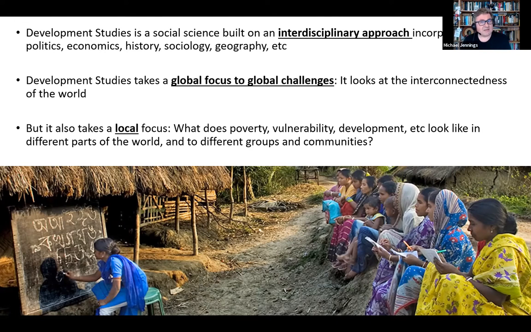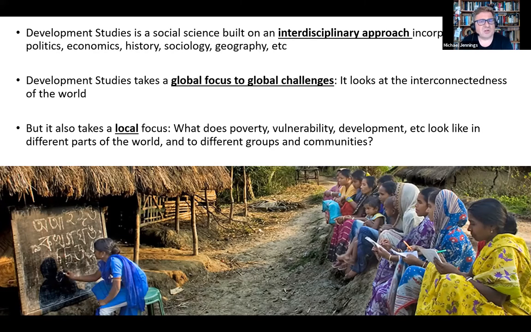So development studies is interdisciplinary. And what I mean by that is that it draws on different academic disciplines. So it draws on history, on politics, on geography, anthropology, sociology, economics, and so on. And it does so because we can't understand poverty and vulnerability and conflict and change without looking at it from different perspectives. And so we use those different perspectives to interrogate different claims and to come up with ideas and understandings of policy and approaches.